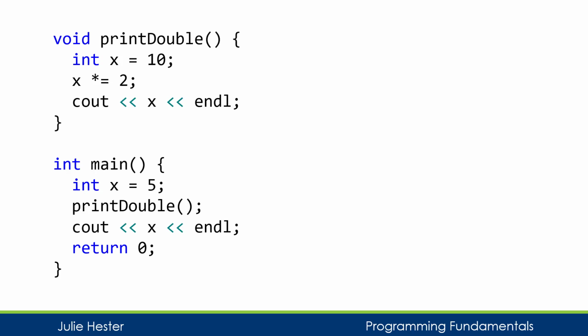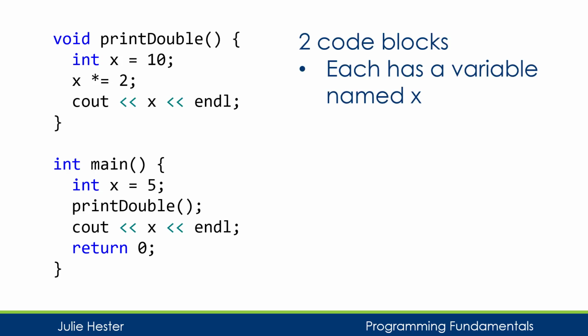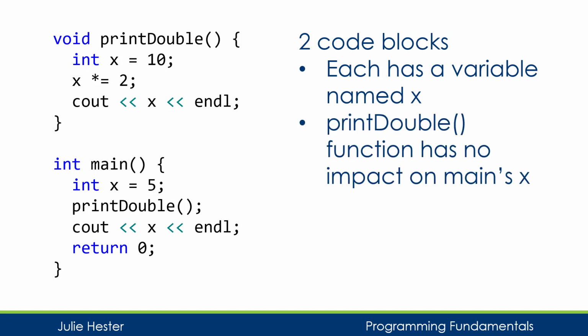After printDouble finishes executing, main's going to display its value of x, and it is not impacted by anything that happened in printDouble. So we have two code blocks, each has a variable named x, but the statements inside the printDouble function have no impact on main's variable x. And after we execute this code, we'll see the output from printDouble, which was 2 times 10 or 20. And then we'll see the value of x in main, which is unchanged and still 5.